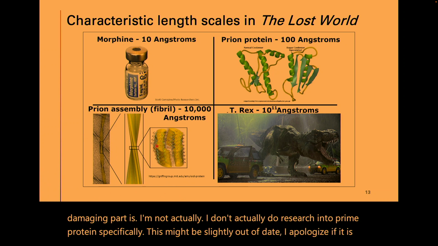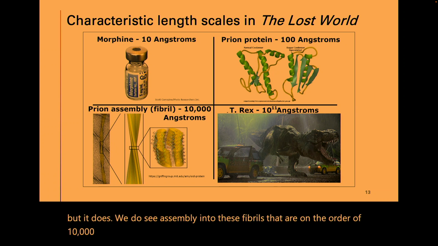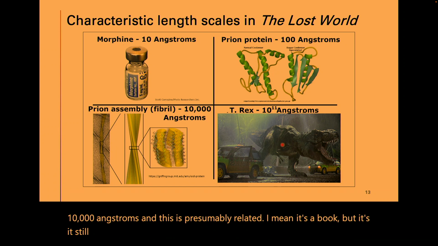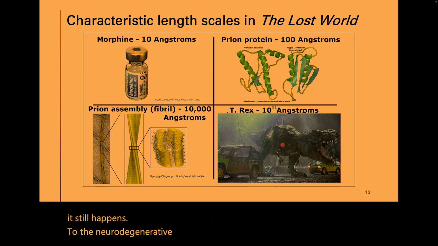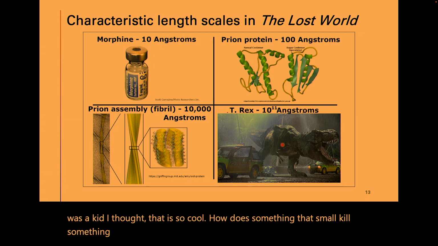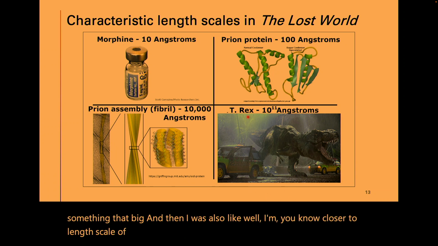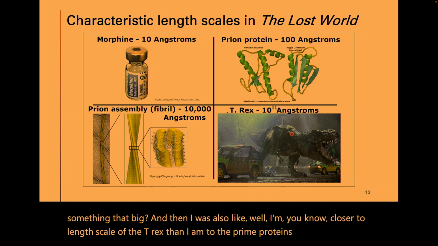But we do see assembly into these fibrils that are on the order of 10,000 angstroms. And this is presumably related, I mean, it's a book, but it still happens, to the neurodegenerative encephalitis that killed these dinosaurs. And when I was a kid, I thought, that is so cool. How does something that small kill something that big? And then I was also like, well, I'm closer to the length scale of the T-Rex than I am to the prion proteins. That's terrifying. I don't want to be killed by a misfolded protein.